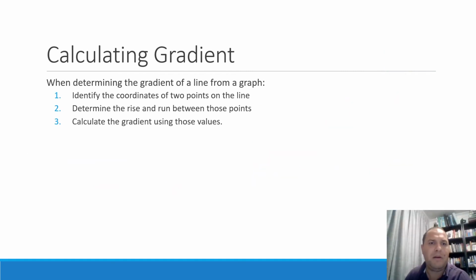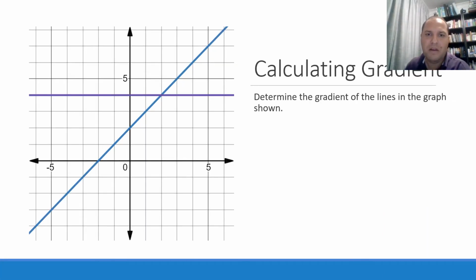All right, when determining the gradient of a line from a graph, we have to identify the coordinates of 2 points on the line, and then from there apply our formula, work out rise over run or change in y over change in x, and then determine our gradient from those values. So we've got some equations here. Let's call this one A and this one B.